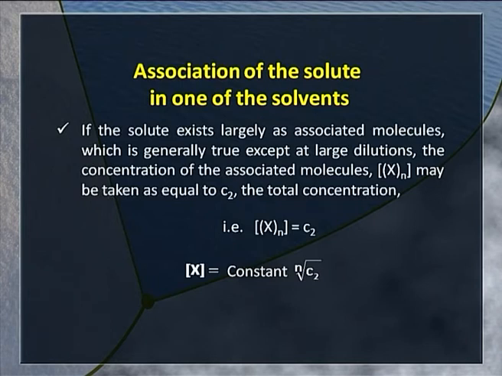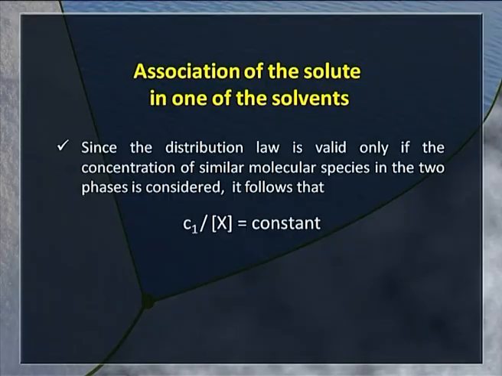Since the distribution law is valid only if the concentration of similar molecular species in the two phases is considered, it follows that C1 upon concentration of X, that is given as earlier, is equal to constant. That is, C1 divided by nth root of C2 is equal to constant, denoted by Kd, the distribution coefficient.